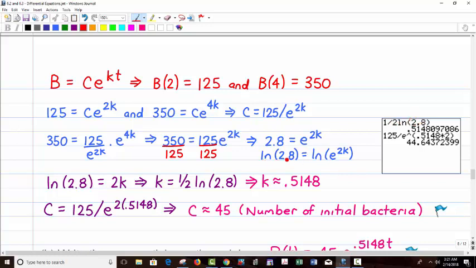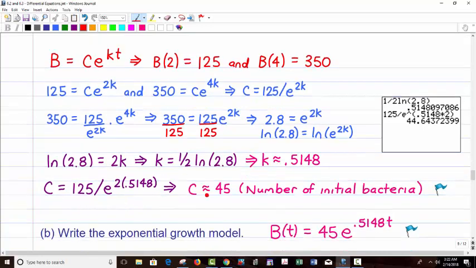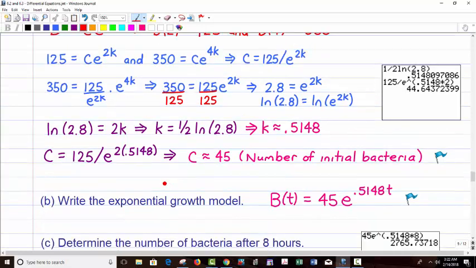So there it is, all in one step. I just decided to wait and not get the ln of 2.8 first. I just did it all at once. I used 4 decimals and said roughly 0.5148. Now C needed to be a whole number, so I rounded here. I already have C up here, so I can say that C equals 125 over e to the 2 times that 0.5148. I'll put the squiggly for approximate here. You see right there, 44.64. Normal rounding is fine: round up if it's 0.5 or above, and down if it's less. So I chose 45. Part B was asking to write the exponential growth model.